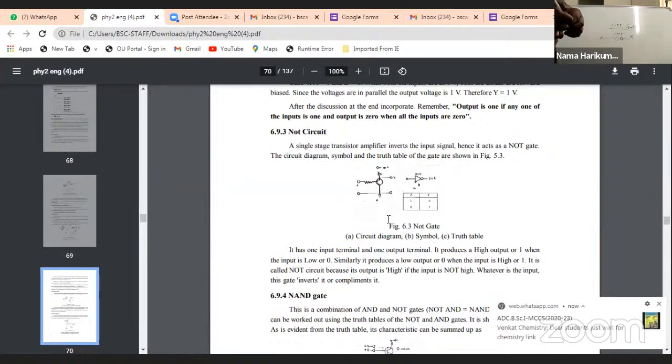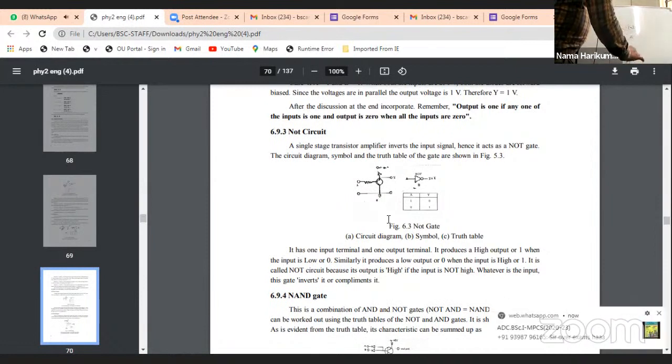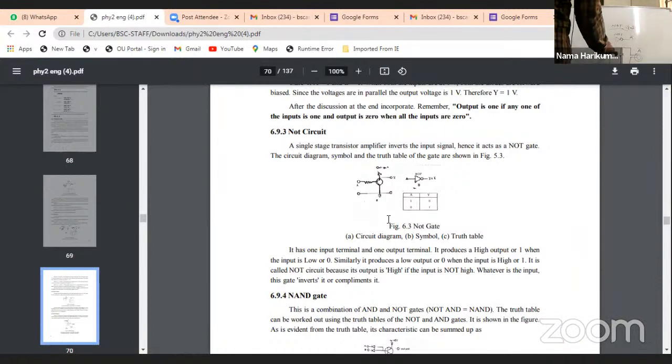Next is the physical diagram of our NOT gate. This is the battery, and this is the LED bulb, directly connected. Terminal A is connected, so the input is A and the output is A bar. Here one terminal is positive and the other is negative.